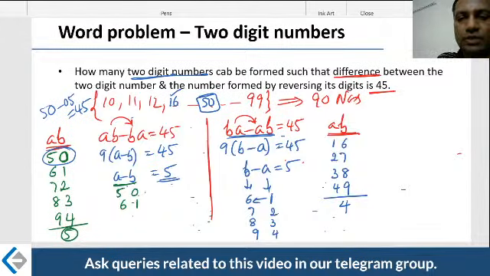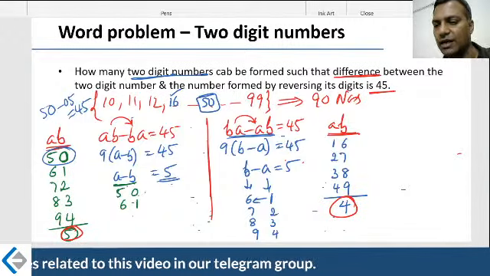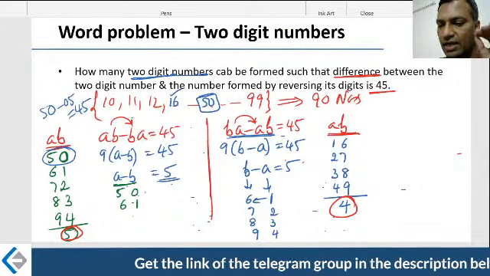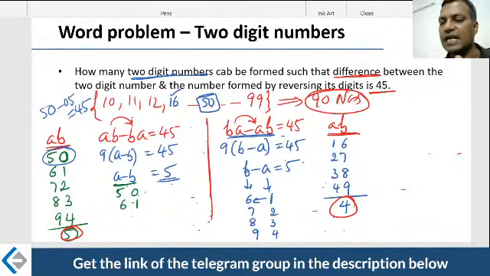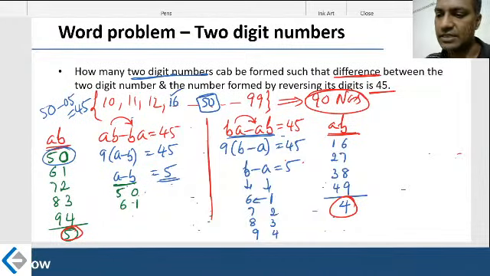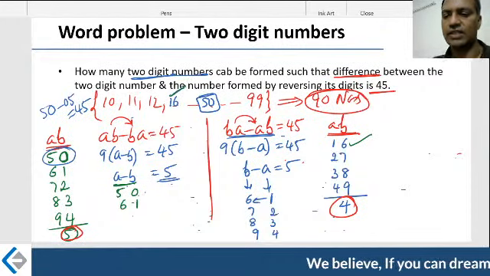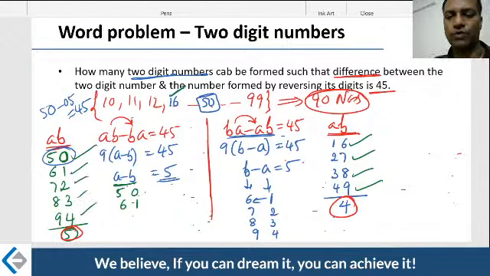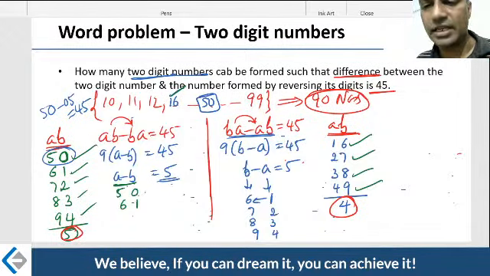So naturally, what's your answer? 4 numbers from this side and 5 numbers from this side. Therefore, there are going to be 9 numbers. 5 plus 4, 9. That is the required answer. There are 9 numbers out of 90 which satisfy the given condition. What is the condition? The difference between the number and the number formed by reversing its digit should be 45. The shortlisted numbers are these. 16 is a number. 27 is a number. 38 is a number. 49 is a number. Likewise, 50 is a number. You are shortlisting 9 numbers for me. These are the 9 numbers which accommodate the given condition.